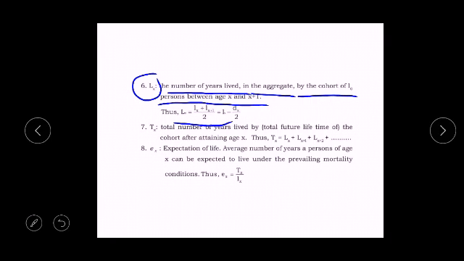Lx, capital Lx, is equal to small lx minus dx divided by 2, or Lx plus Lx plus 1 divided by 2. And the next, seventh point, Tx, capital Tx. It tells the total future lifetime of the cohort, that is, the total number of years lived by the cohort after attaining age x, that is, how many years it has survived.